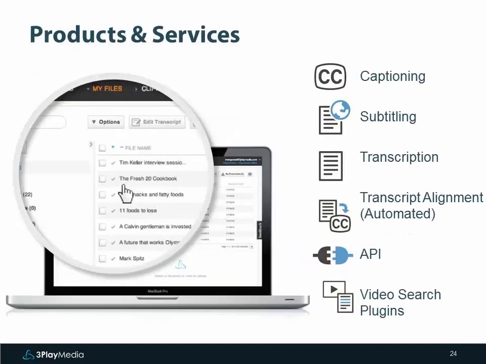We have a range of different products and services. Captioning and transcription subtitling, we've talked about that. I should mention that the translation and multilingual subtitling is completely integrated into our account system. That's something you can just order after your videos have been transcribed. We also have a process called automated transcript alignment. This is really useful in the case where you already have a transcript for your video. So you don't have captions, but you already have a transcript. You can upload your transcript along with the video, and we use an automated algorithm that will synchronize the transcript with the video file and create closed captions. That's a lot less expensive, and it's a very quick process.